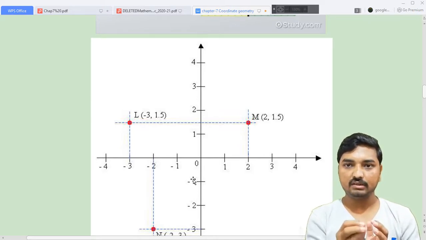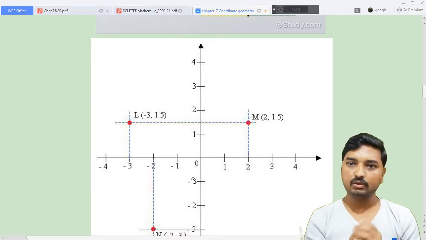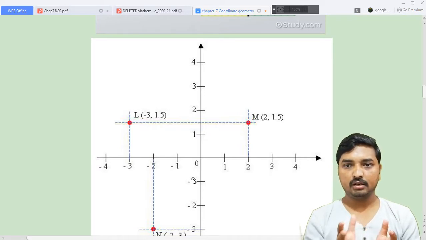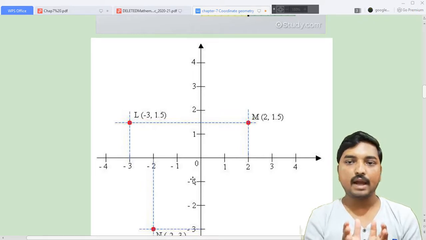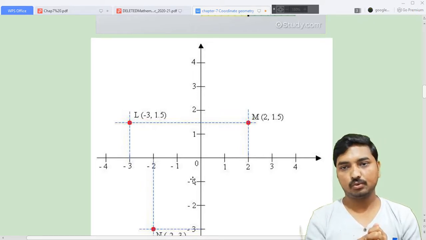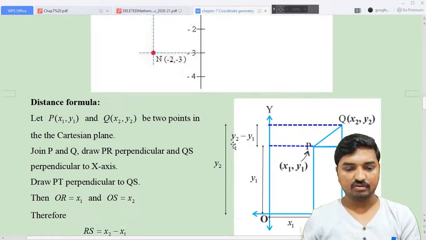So draw these two graphs on graph sheets only, don't draw them in the notebook. And keep a white notebook for this one. Because it is related to geometry, it is better to have a white, unruled notebook. Okay, so now I will move on to the next concept of this chapter.